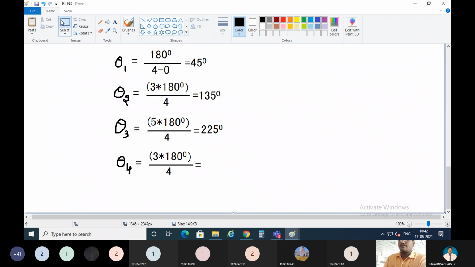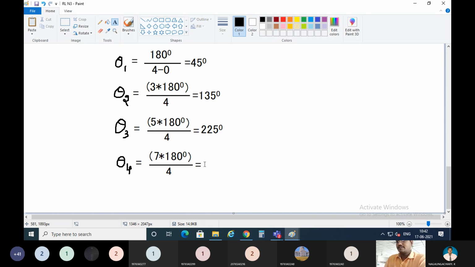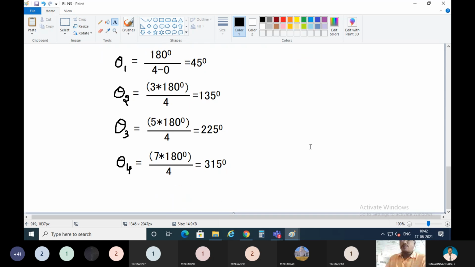In the place of this value, 7. There are 2 3s are 6 plus 1, 7. 7 into 180 degrees by 4, so it is 315 degrees. So these are the 4 angles of asymptotes. And immediately after calculating the asymptotes, you can determine the next step.